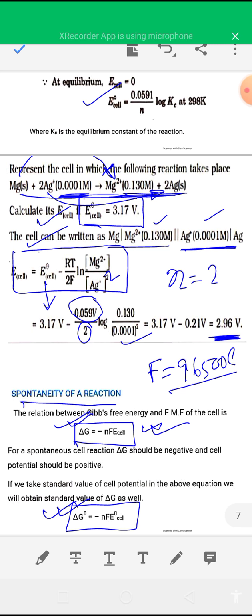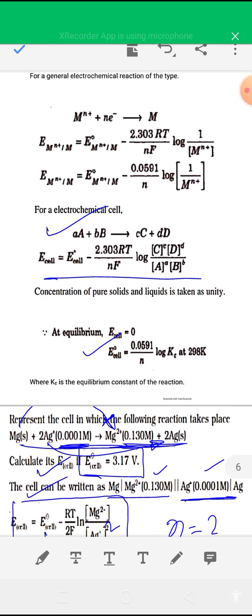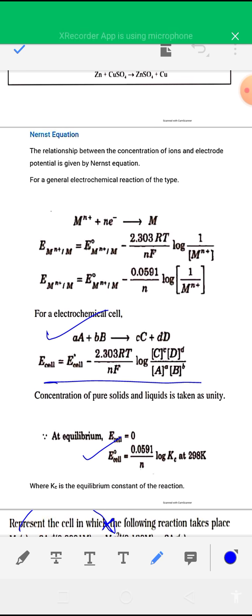One thing, you have to solve many numerical problems based on this Nernst equation. You have to calculate the cell potential, and you have to calculate the concentration of ions present in the solution.